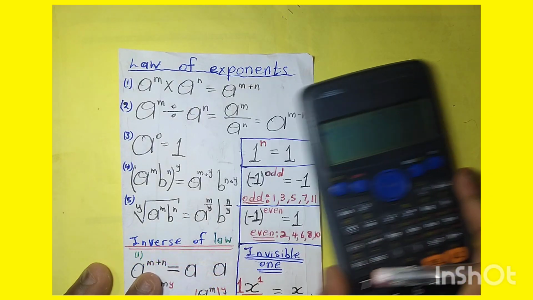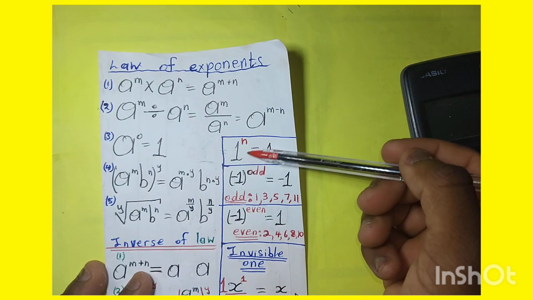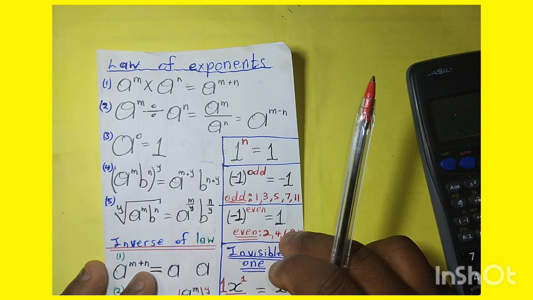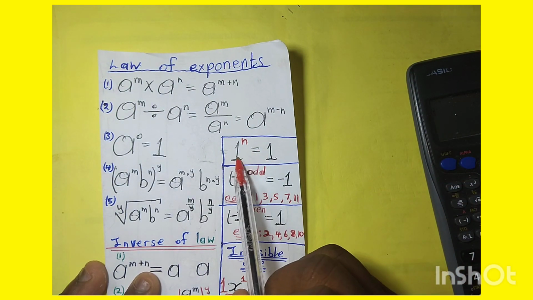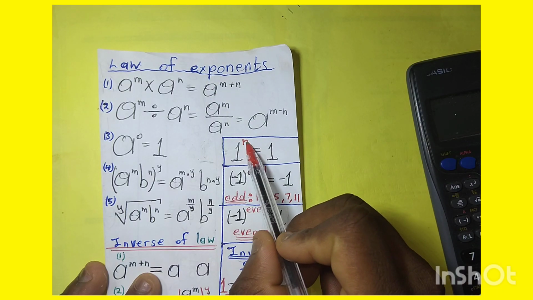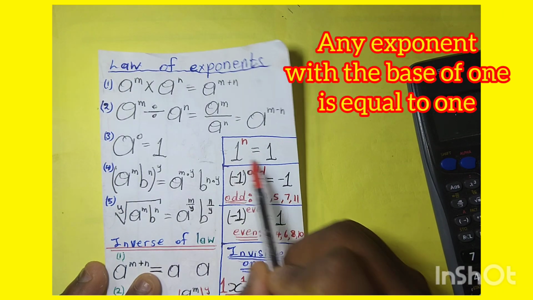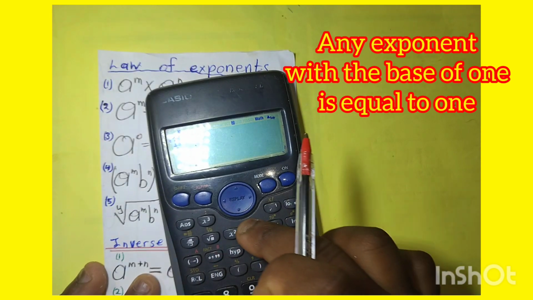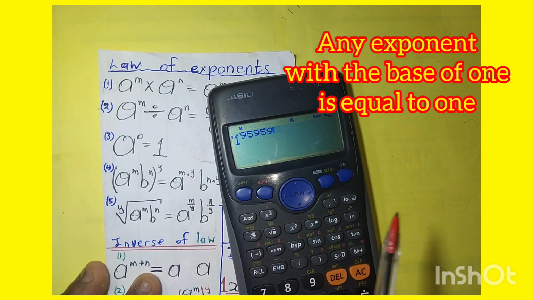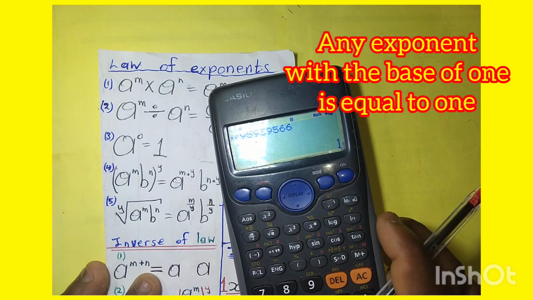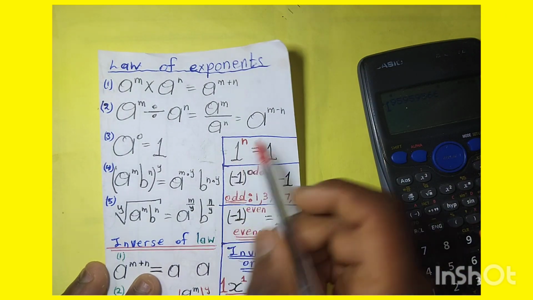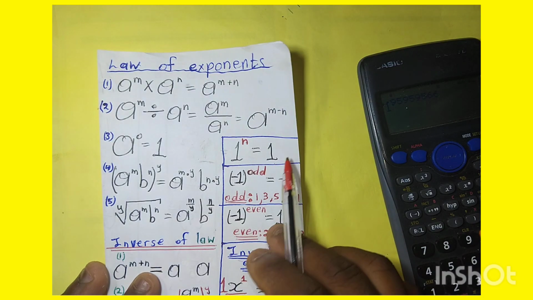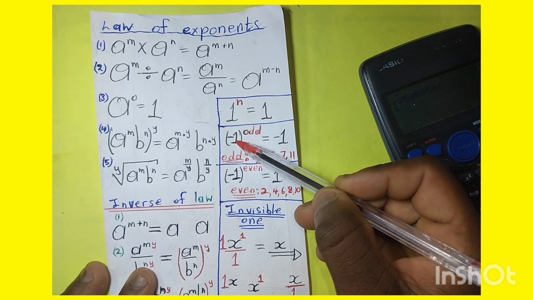Do you see? Yeah. And let me also explain the rules, guys, about 1. You should know that any exponent which has a base of 1, you'll still get 1. If I have a base which is 1, any exponent that I put there, I'll still get 1. But now, guys, you should be careful if it's negative 1.